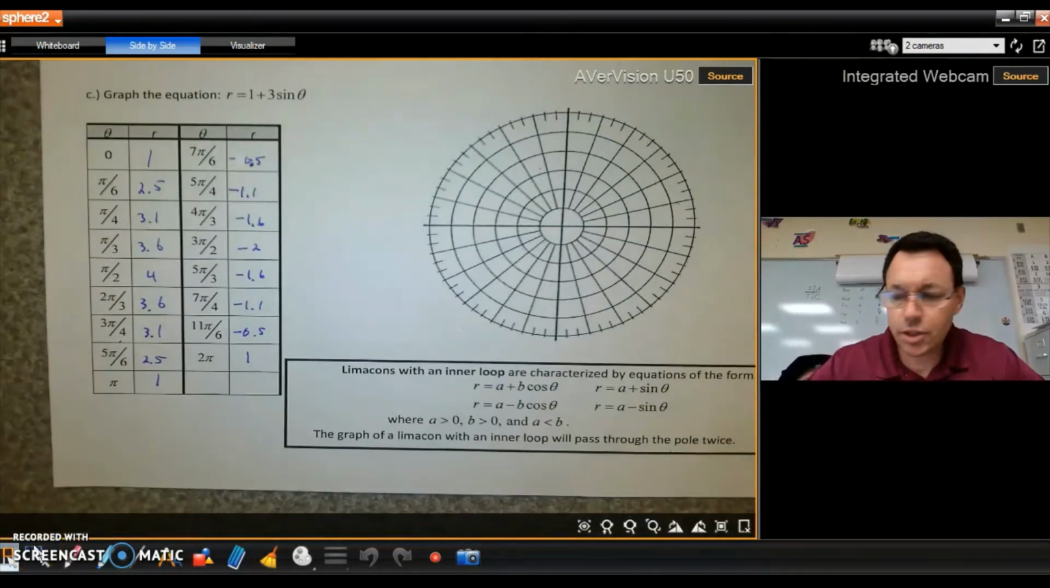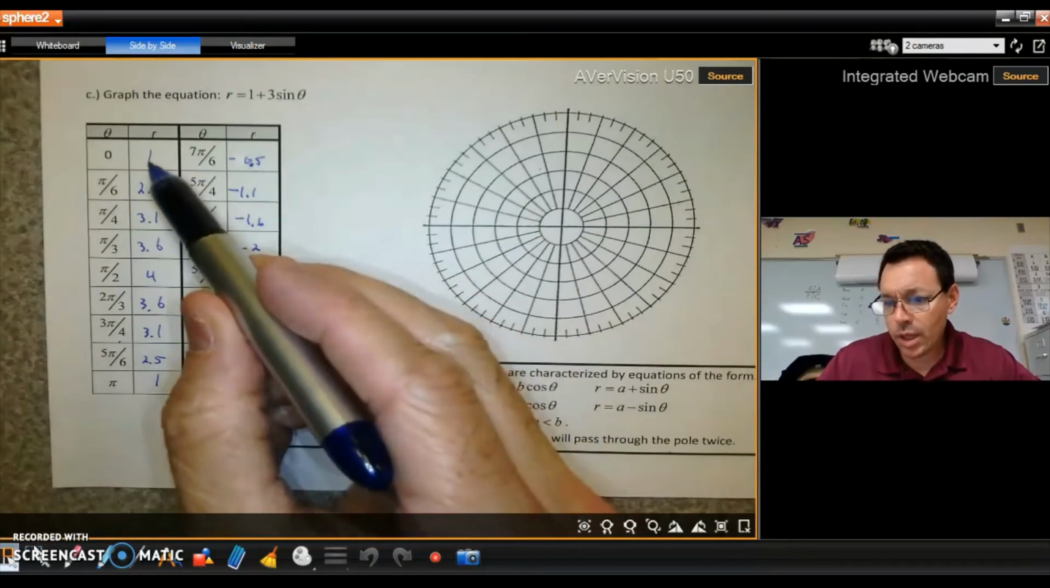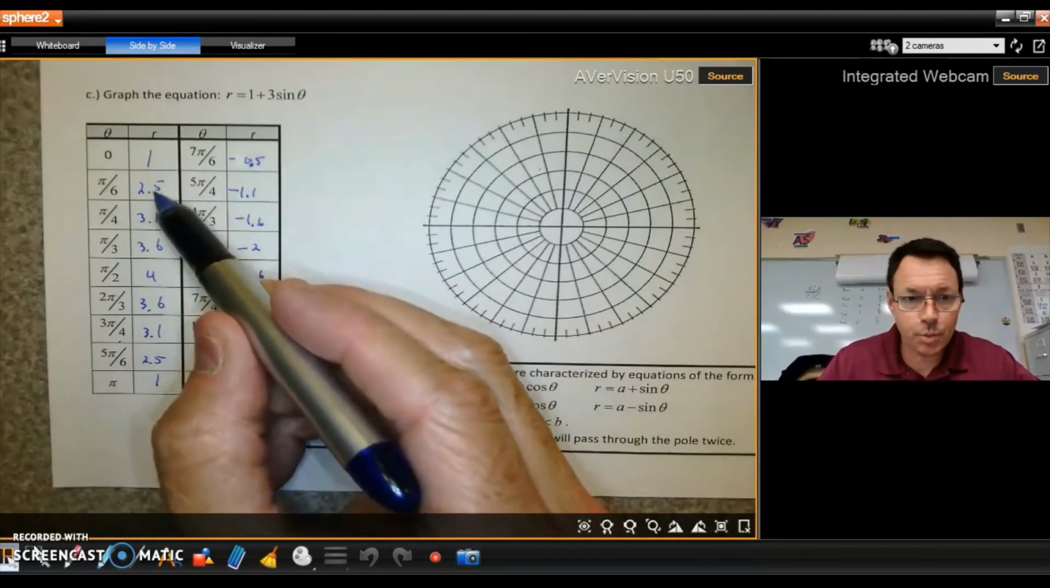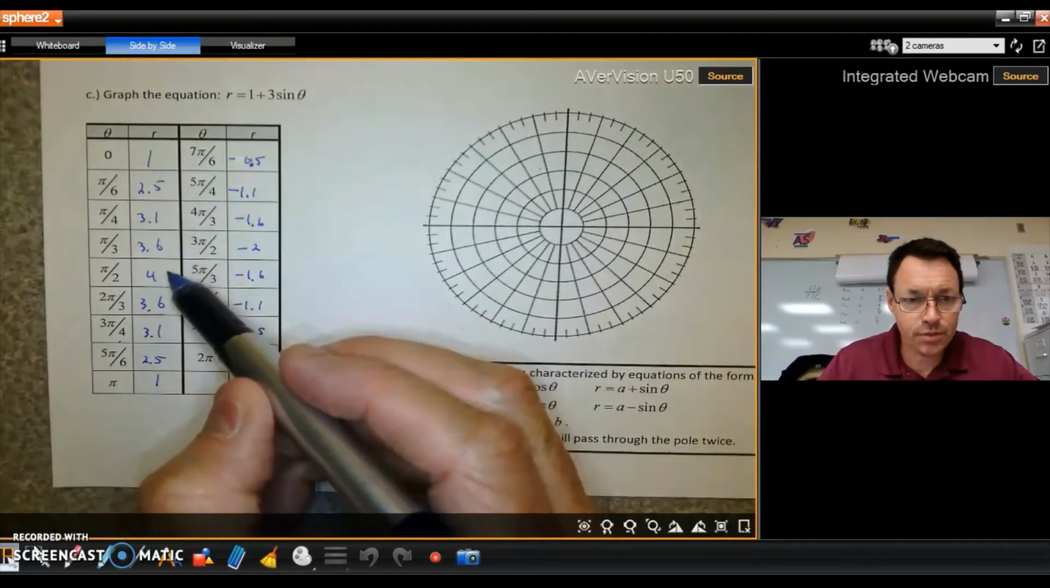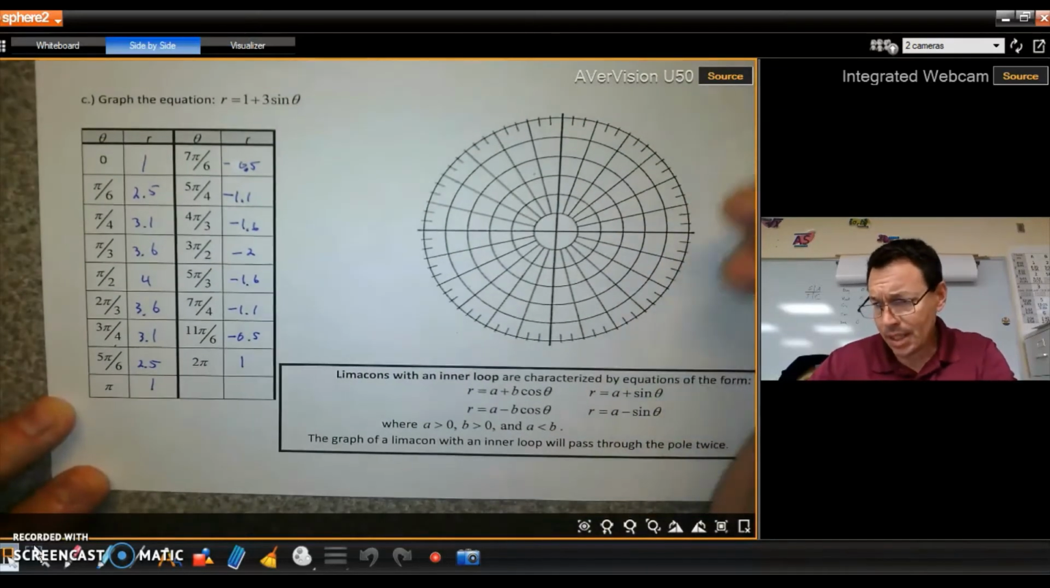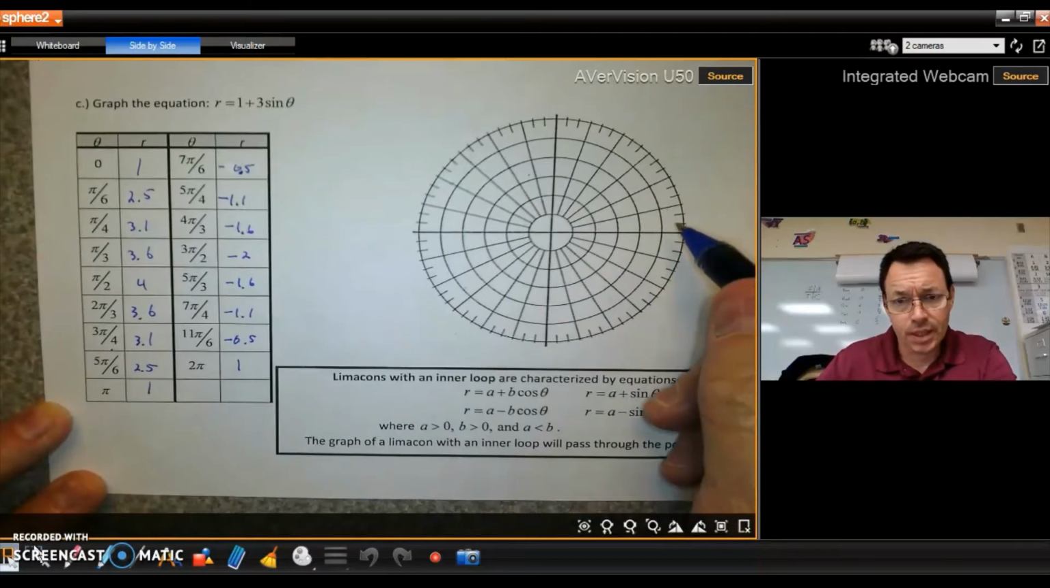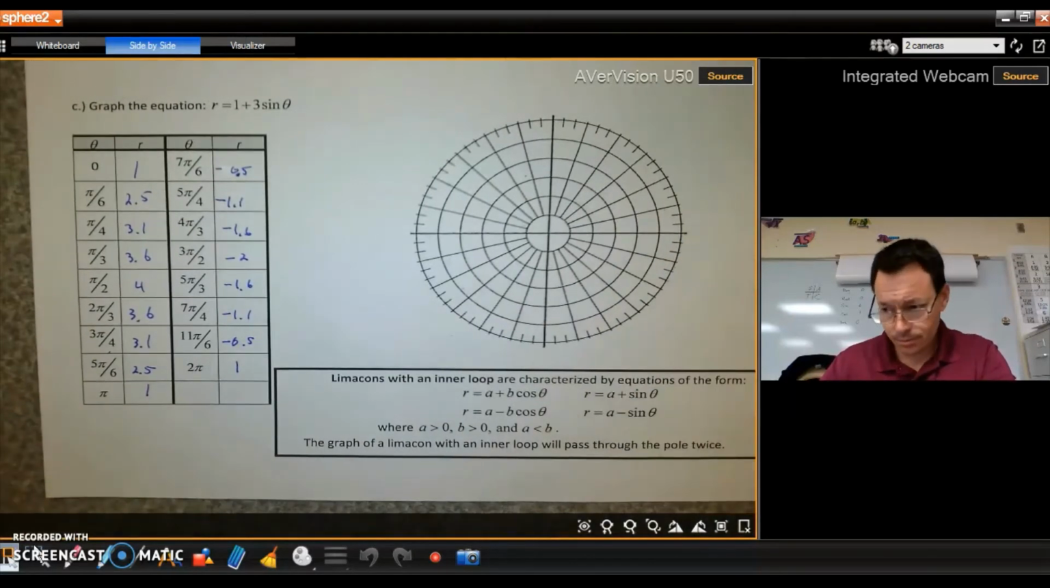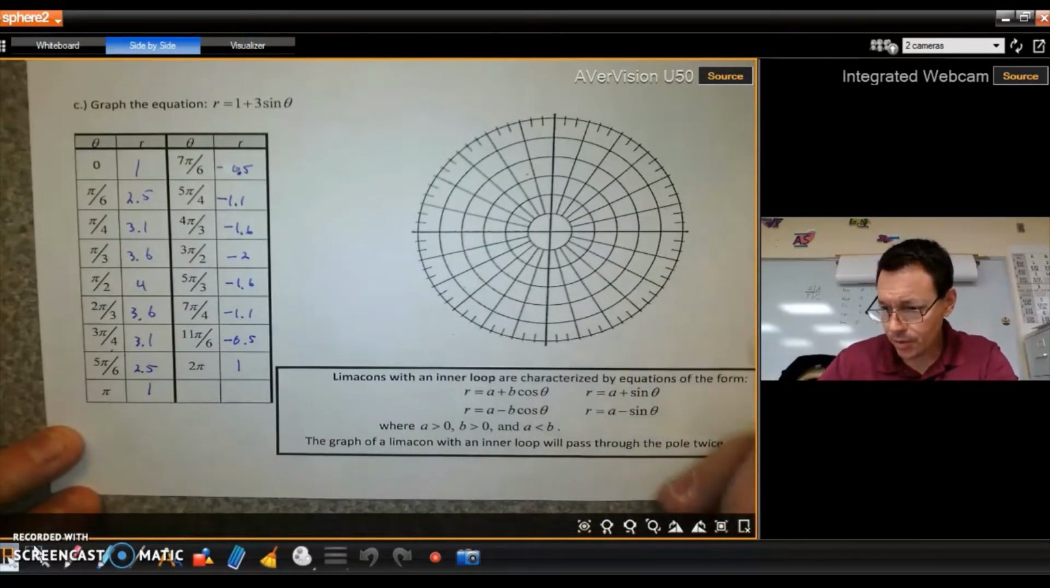All right, so here's my chart. I started with 1, and then the numbers started getting bigger: 2.5, 3.1, 3.6, 4. 4 is the biggest value, but it's big enough that we're just going to have to scale this normal when we come over here and graph this. I can't double it. It'll go off the chart.